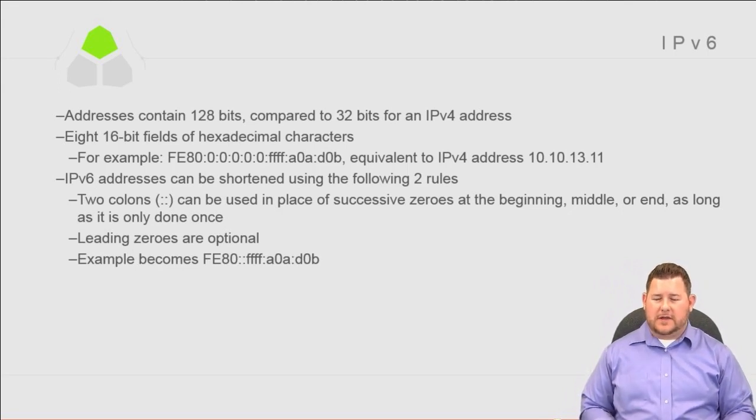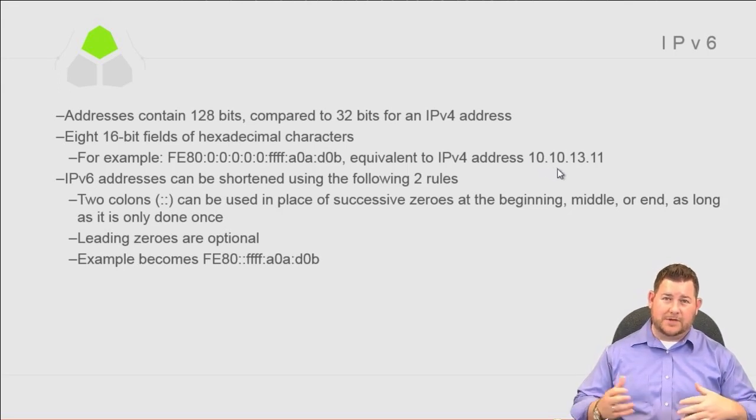So what does the address actually look like? You have these 8 16-bit fields of hexadecimal characters. A hexadecimal character is from 0 to 9, and then from A to F. So you can use any of those different combinations of characters to create an address. Obviously if you have 128 bits worth, that's quite a bit. The example here: FE80:0:0:0:0:FFFF:A0A:D0B. That corresponds to the IP address of 10.10.13.11 if you convert those characters from hexadecimal to binary.